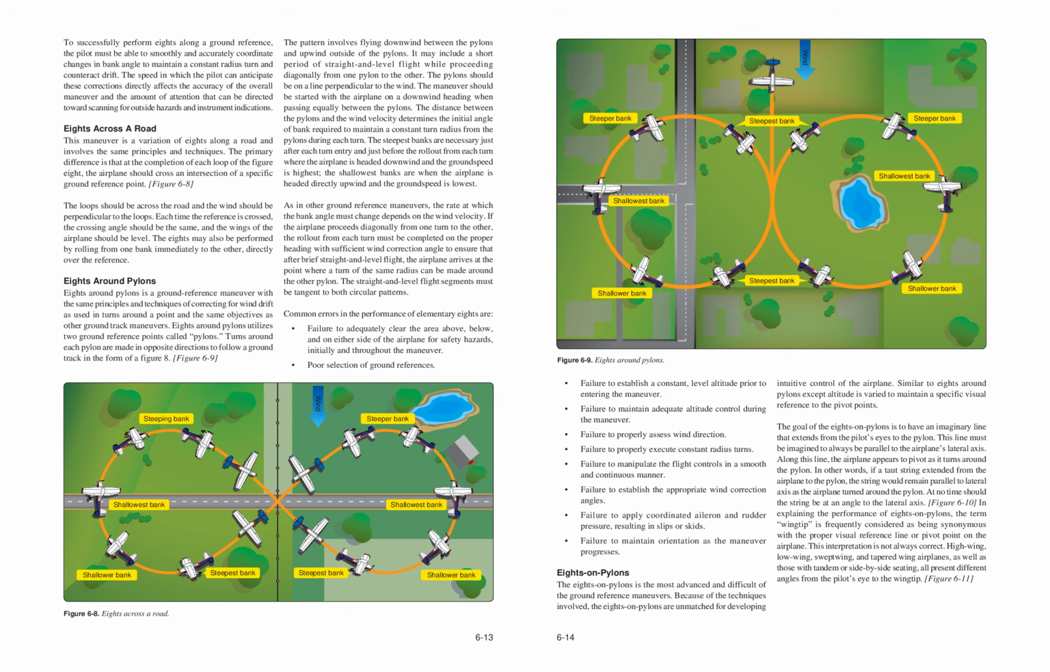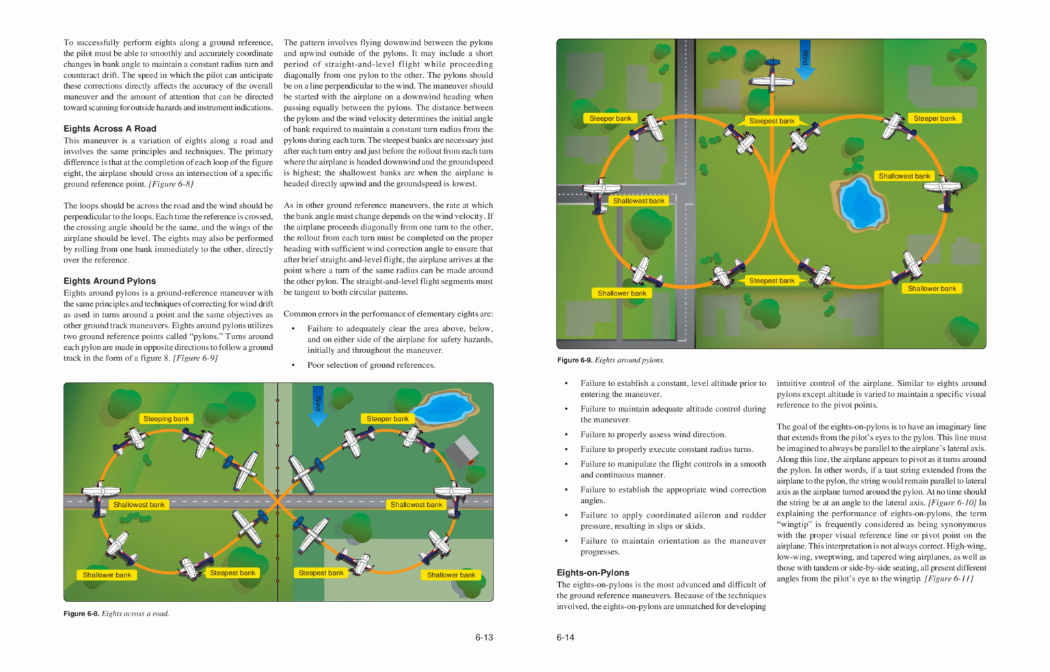The loops should be across the road and the wind should be perpendicular to the loops. Each time the reference is crossed, the crossing angle should be the same, and the wings of the airplane should be level. The eights may also be performed by rolling from one bank immediately to the other, directly over the reference.